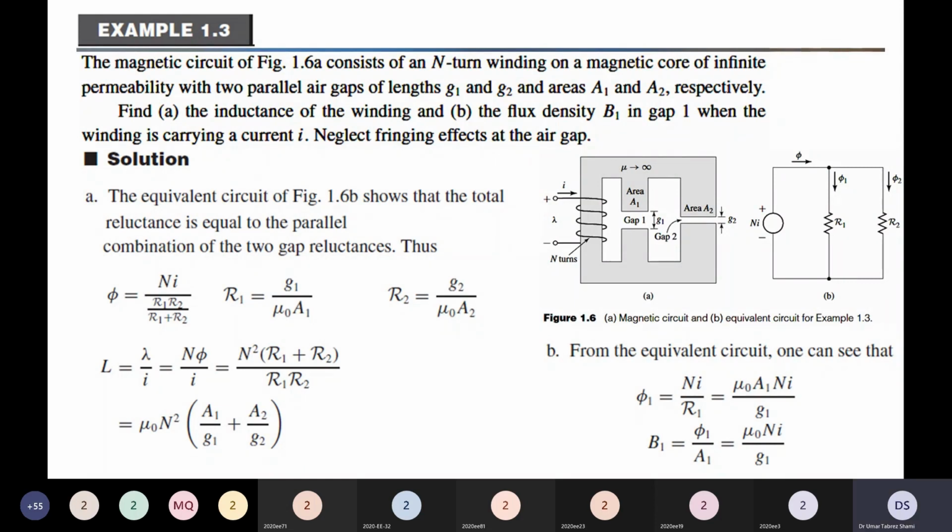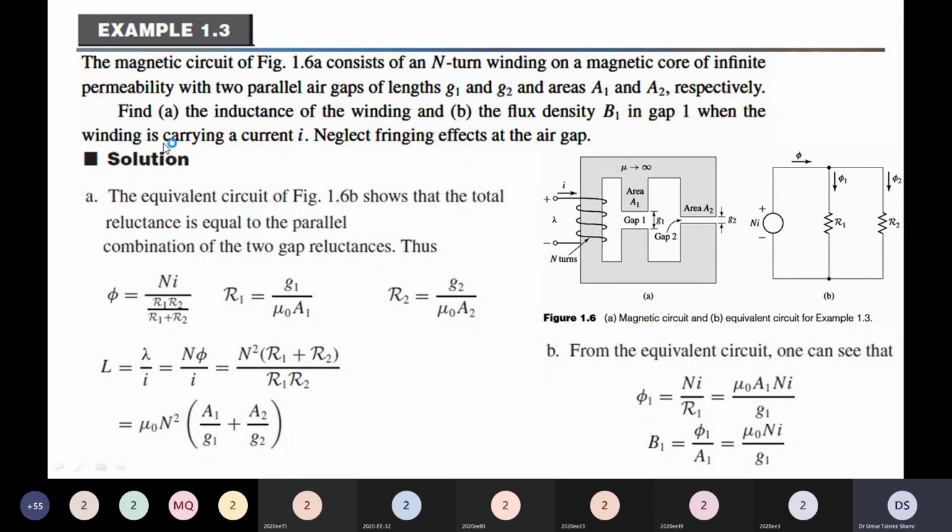In the second part, we have to find the flux density in G1, and this flux density ये हम कैसे find करेंगे? That is, we have the flux phi 1. Phi 1 कैसे find करेंगे? Phi 1 ऐसे find करेंगे कि mmf divided by reluctance of air gap 1, Ni over R1, and then this gives us the total phi 1.